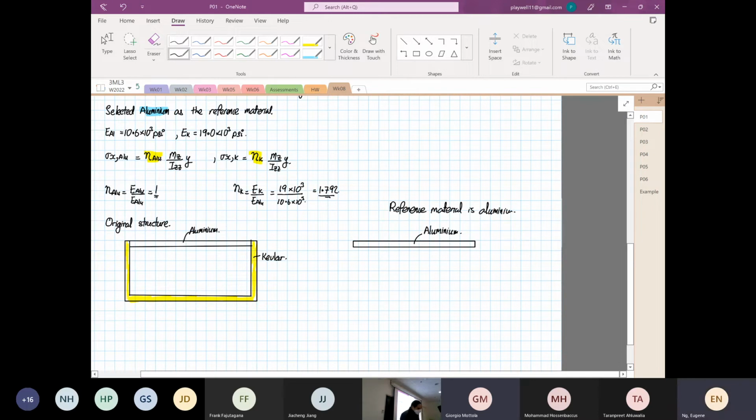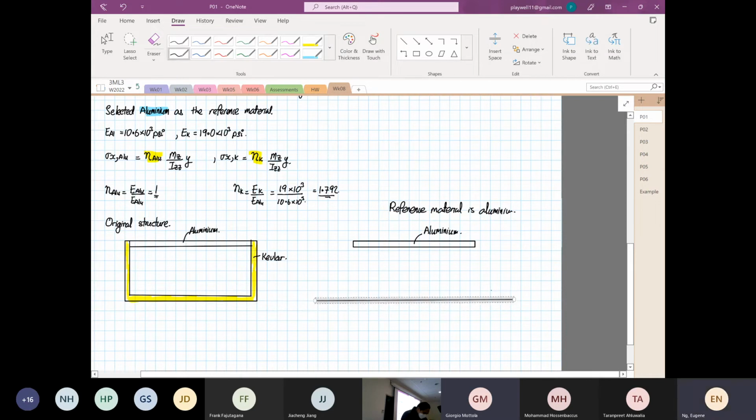Okay. However, the N factor over here for Kevlar is 1.792. What does this actually mean? Okay, so this means, I'll sketch this out, okay? So this is, I'm going to make it longer a bit. This is just an approximate.